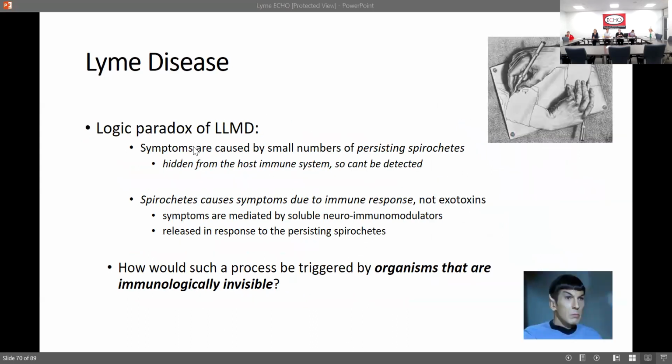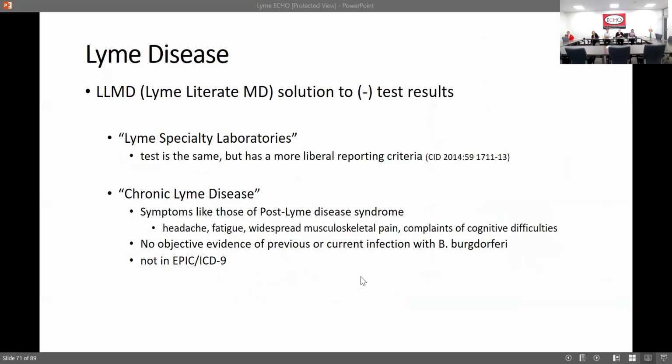There's definitely a logic paradox to the Lyme literate medical provider's thought process. There's various solutions that the Lyme literate medical provider has to most protests I have, such as they use their own tests. They send the same serology, but they send it to a lab, I'm going to use the name IGeneX, that tends to have much more frequent positive test results. And it's not that the test's different, it's that they interpret the test differently. So different thresholds of positivity.